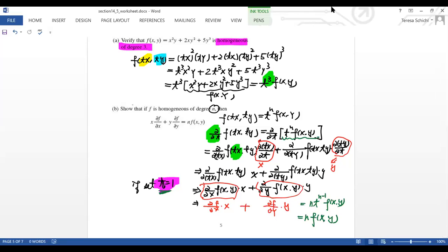I hope the few problems we did here can help you understand how to apply the chain rule in different areas.